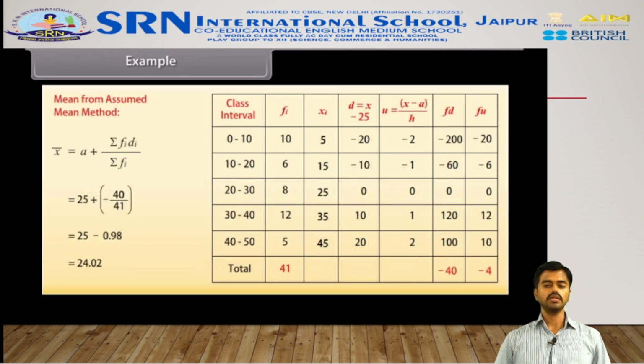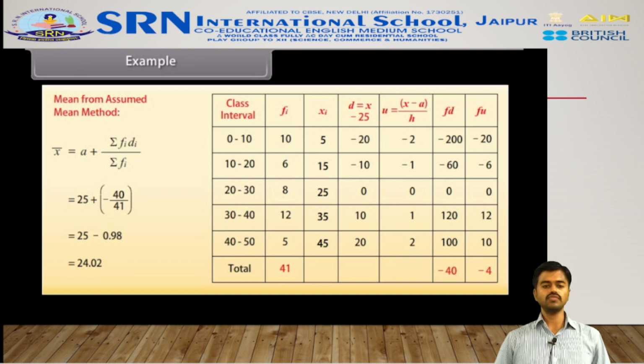Now we will put these values in the given formula, and before that we need to find the summation of fi di. So we will complete this table, which includes class interval, frequency, xi, deviation d, which represents deviation from the assumed mean, then u, which is x minus a upon h, then the product of f and d and f and u. So now let's complete the table. After calculation we can complete the table and take the summation of fi, that is 41, and the summation of f into u, that is minus 4, and fd is minus 40.